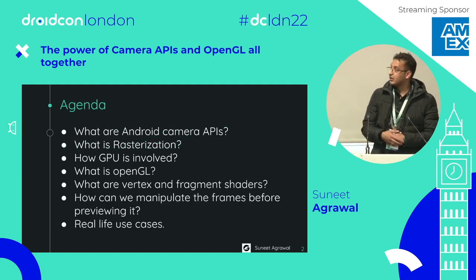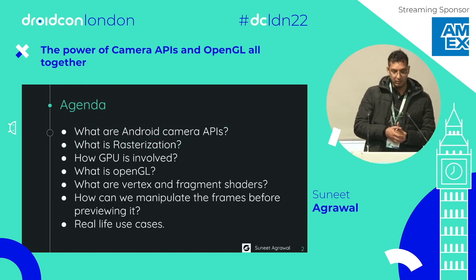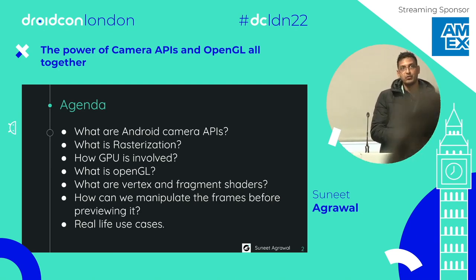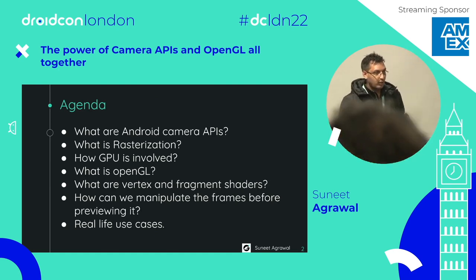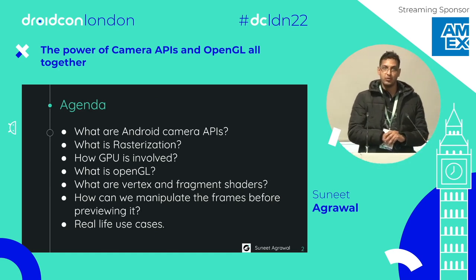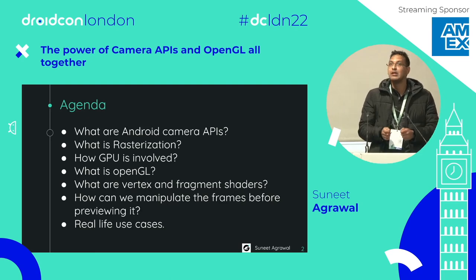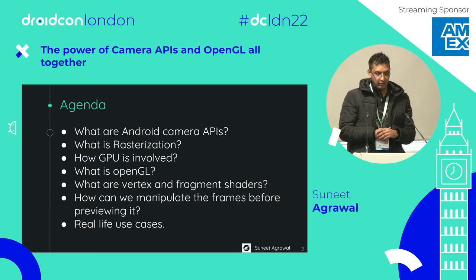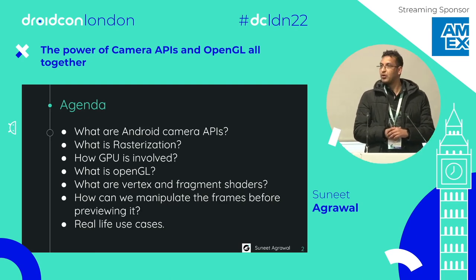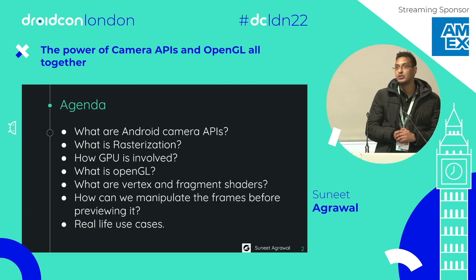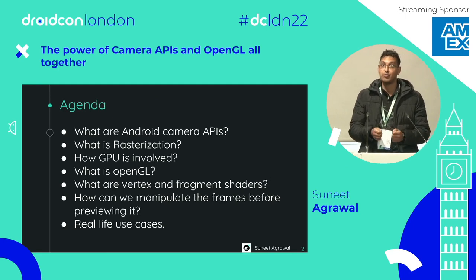Before that, I'll tell you the agenda, what all things we are going to discuss today. The first thing we are going to talk about is what are camera APIs, what different versions we have, and from which API version they are supported on different Android versions. After that, we are going to talk about a process called rasterization, in detail: how the objects or the frames are drawn on the screen of a mobile Android device. The third thing is how the GPU is involved there, in terms of drawing your frames, how the GPU is going to take over and manipulate your frames.